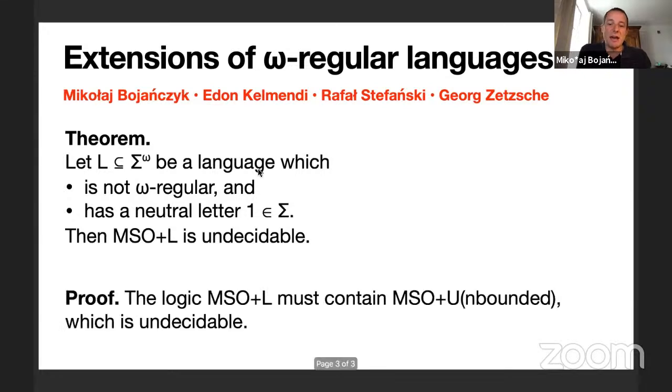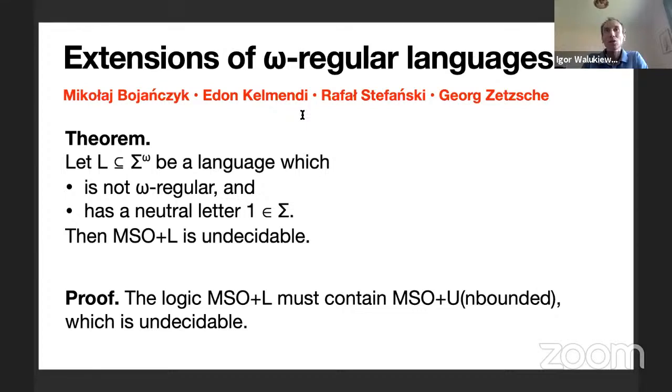So that's the theorem, and it's meant to say that you cannot extend MSO and remain decidable in a robust way. And in the proof, we use a logic MSO plus U, which is an unboundedness logic that was considered in the last decade and shown undecidable. And we show that if you extend MSO with any non-omega regular language, then you necessarily get MSO plus U, and therefore you are undecidable. Thank you.